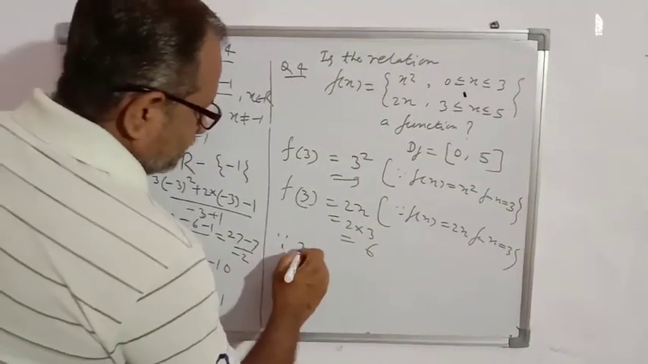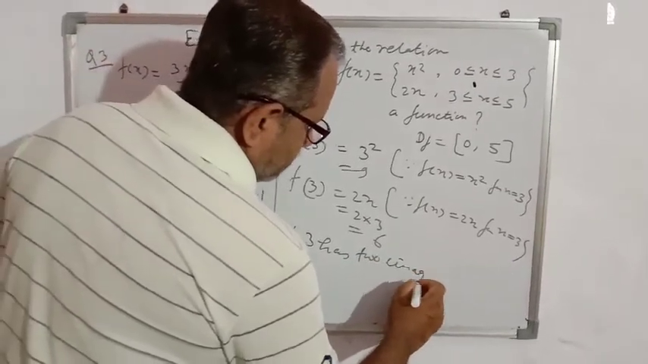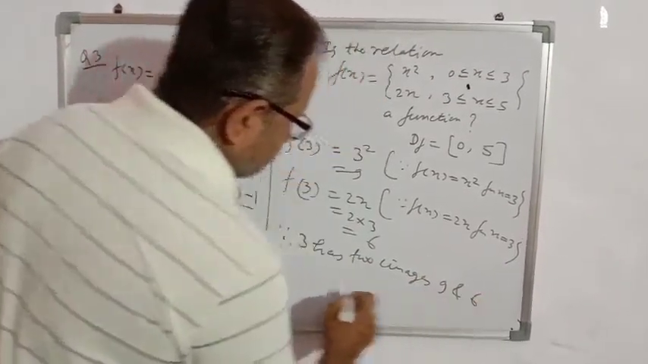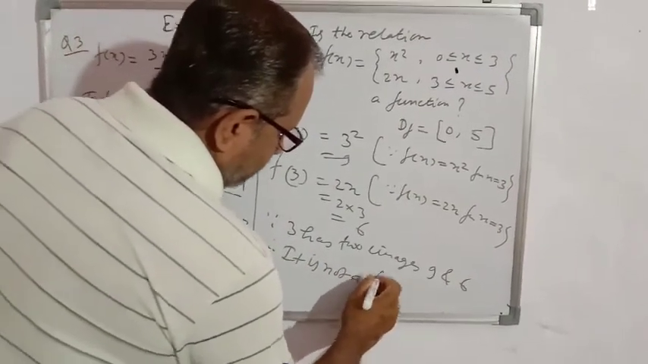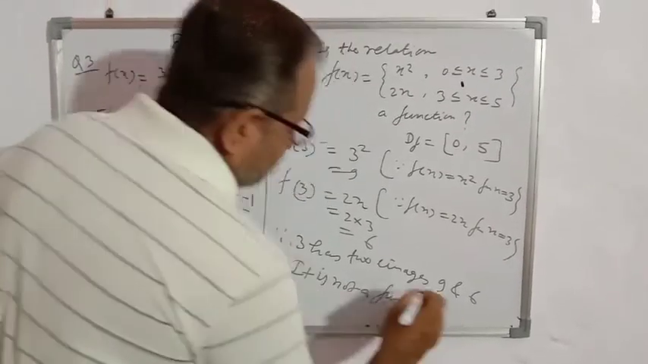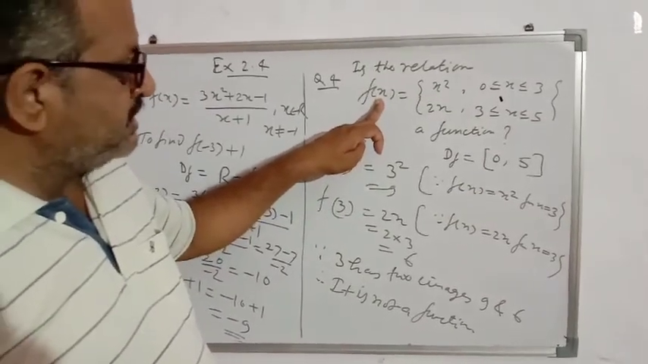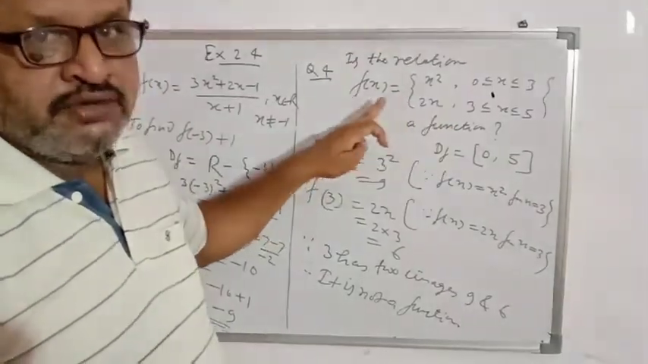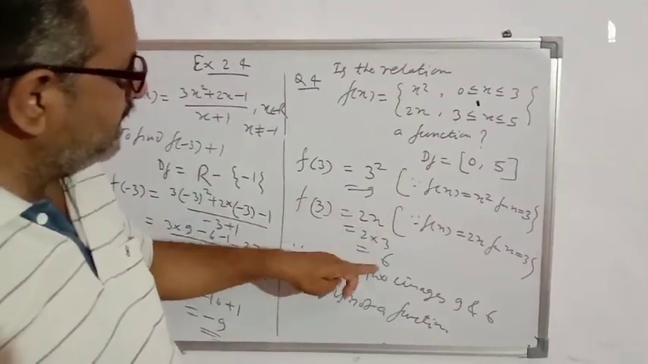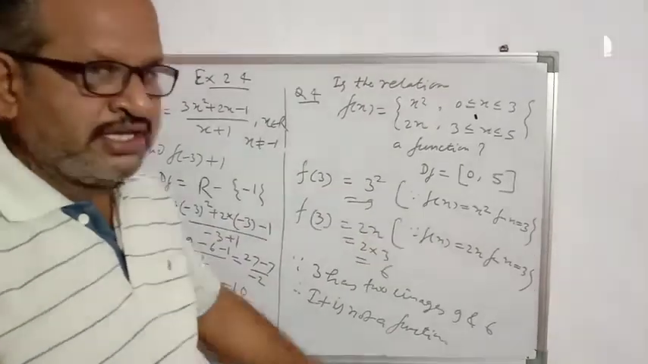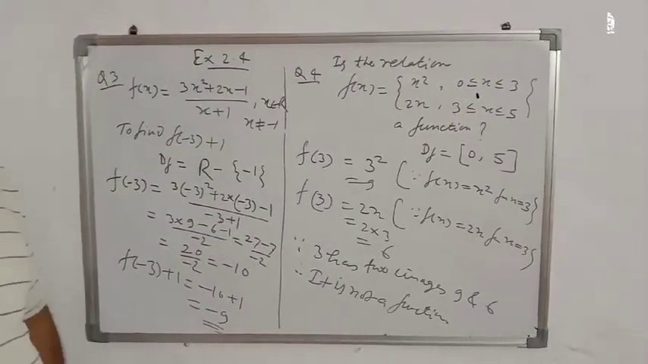Since 3 has two images, 9 and 6, therefore it is not a function. In the definition of function we have studied that every value of x has a unique image, only one image. But here the value of x, that is 3, has two images, 9 and 6. So it is not a function. I hope that both are clear to you. Let us see some more questions.